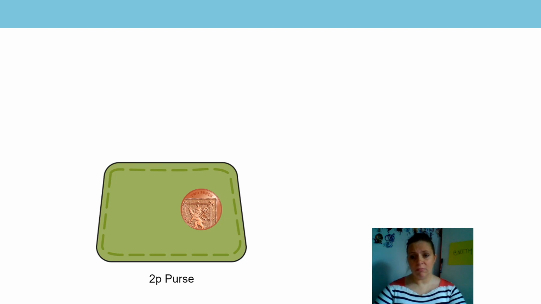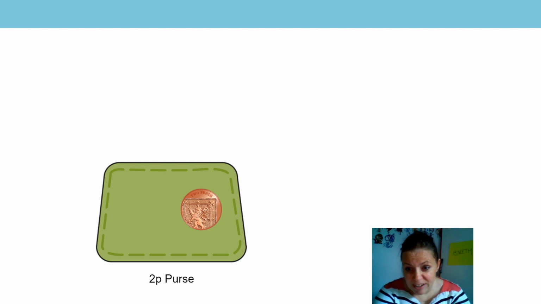Yeah, I've got 1 group. What is the value of my group though? Yeah, it's 2p. I know it's a 2p coin, and I've got a clue. It's my 2p purse. So what is my product? Wow, you knew that without even writing the equation.